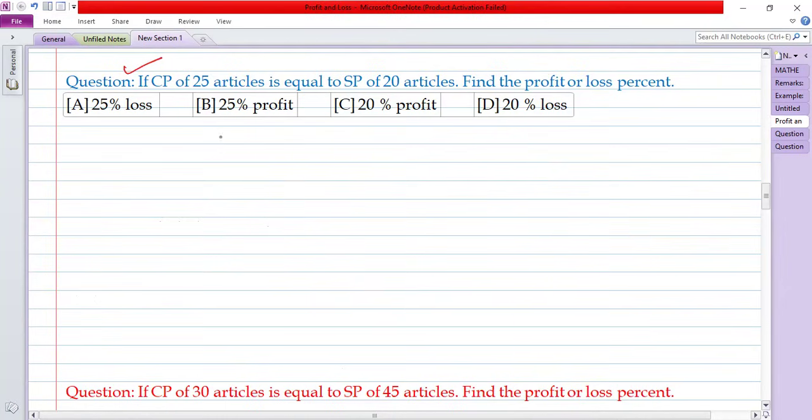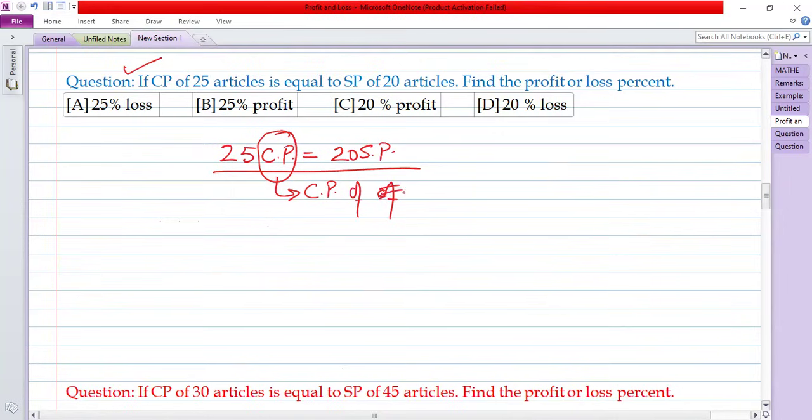So here, 25 CP will be equal to 20 SP. Actually, this equation is required only. Now here, what is the meaning? Actually, what is this CP? CP, this is the cost price of one article. And what is this SP? Obviously, this is the SP, selling price of one article.